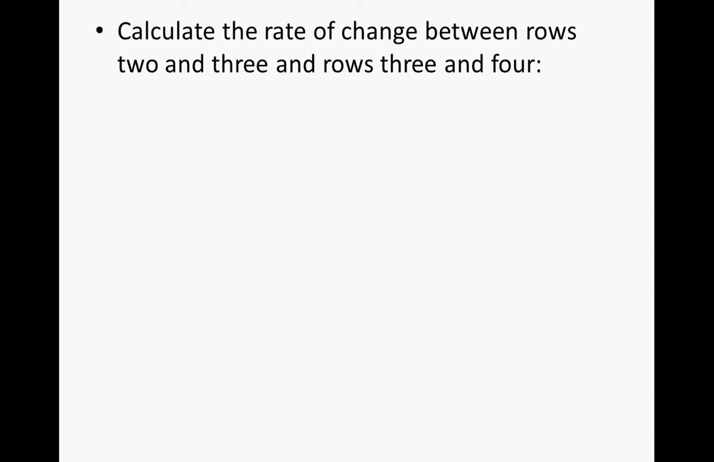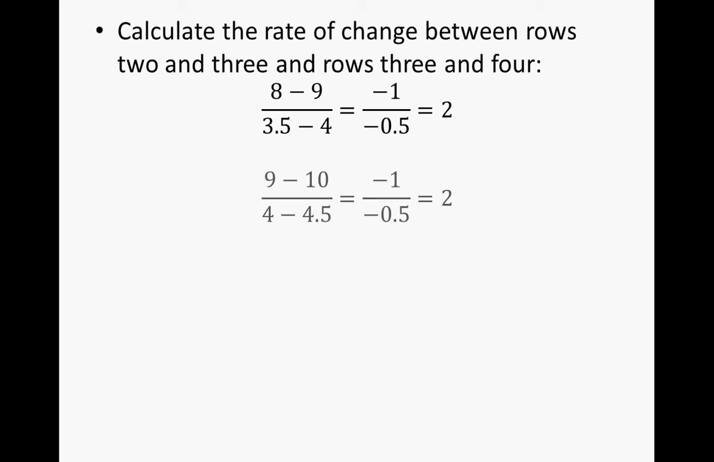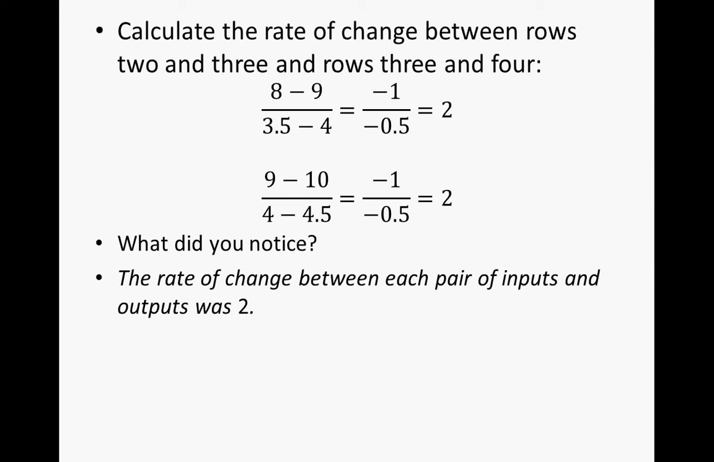So calculate the rate of change between rows 2 and 3 and rows 3 and 4. So again, the difference between the y values over the x values leads us to 2 again. And with the next row, the difference in y values over the difference in x values is 2. So what do you notice? Well, the rate of change between each pair of inputs and outputs was 2.